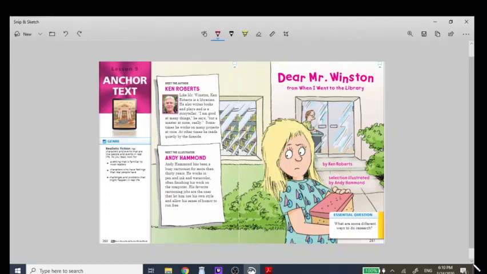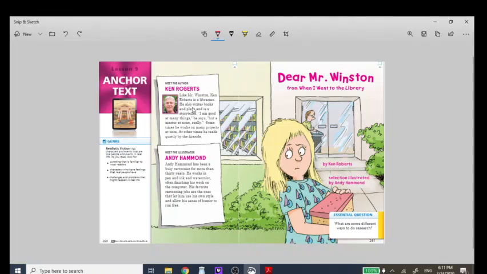Now, I wish you had this vocabulary in front of you, because we need to analyze the picture in front of you. So here, this is the cover page of your text, and the title is Dear Mr. Winston, from when I went to the library. So we probably have two characters here. Probably these are the two main characters. We have a little girl, the one who looks a little bit upset holding a box, and the man here, and obviously he's inside this building.